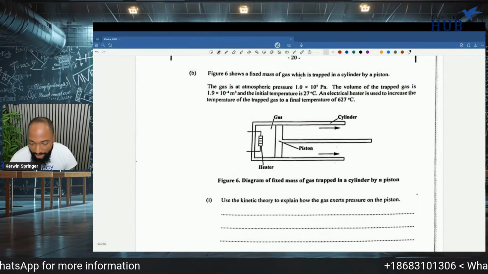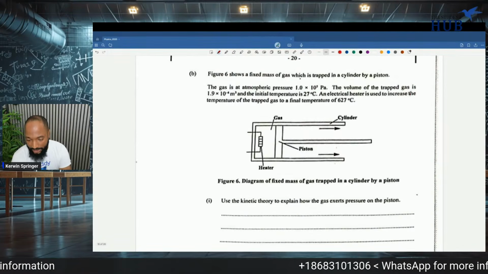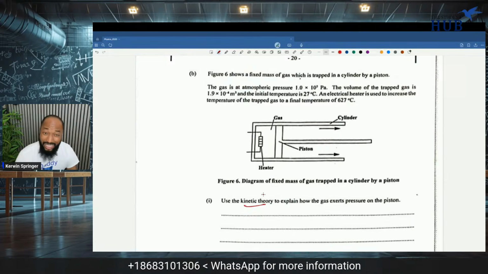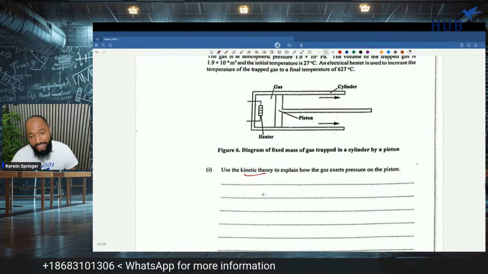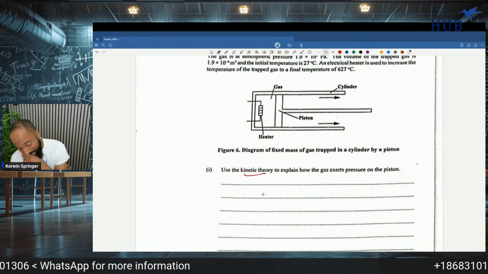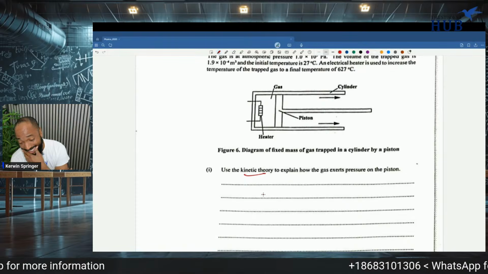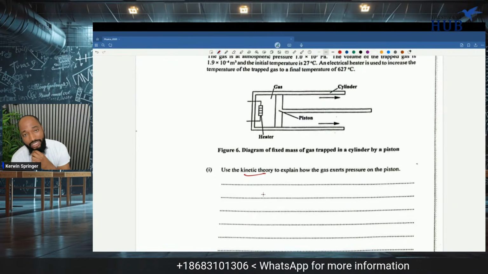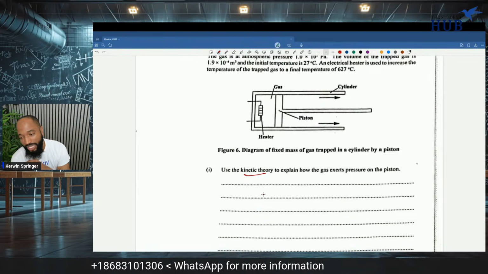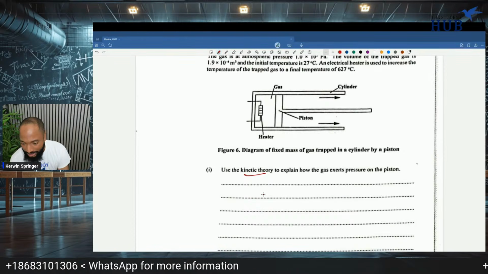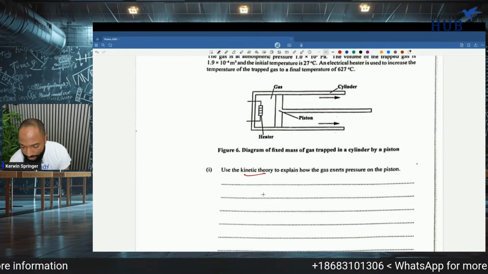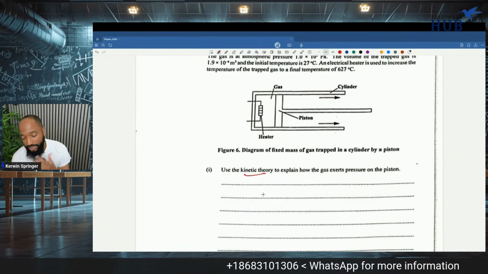Figure 6 shows a fixed mass of gas trapped. Kinetic theory: there's a high chance, like 90%, that it comes up. Class, have you done a paper where they didn't ask anything about the kinetic theory? Very rare. They love to ask you about the kinetic theory. So make sure you start off with the kinetic theory and then what they're doing in this one: trapped gas and pressure, kinetic theory to pressure.